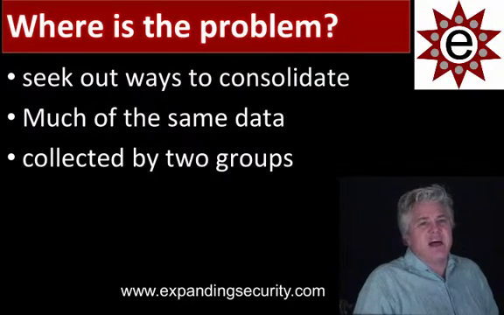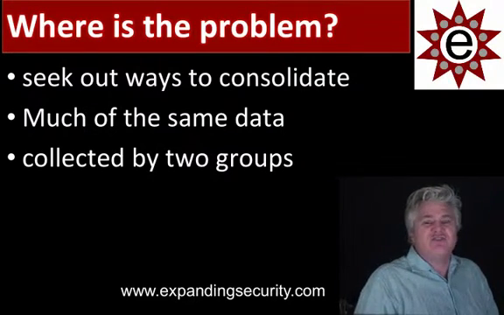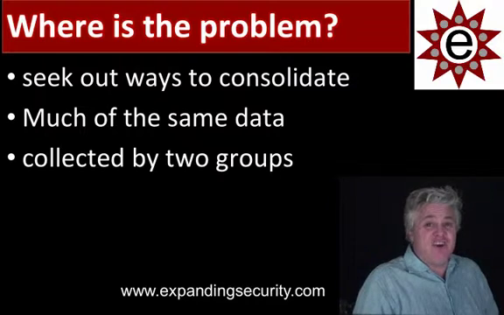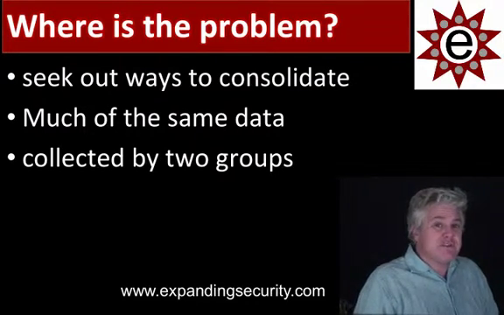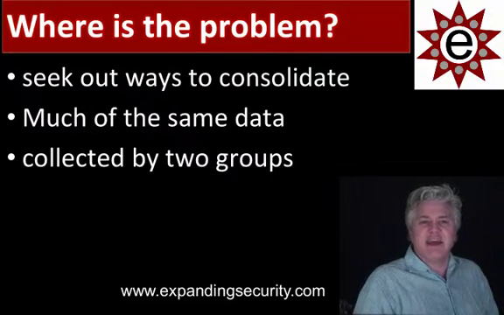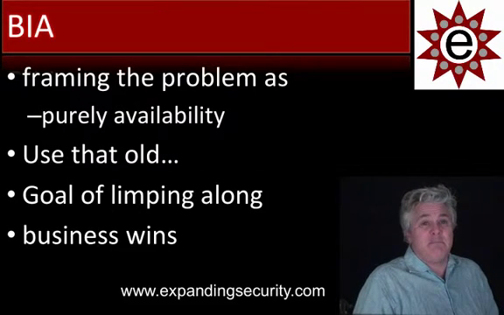Well, the problem is a lot of organizations will seek out ways to do consolidation of process and data. And since much of the same data for the BIA or the RA are the same, and they're collected by two different groups, people say, well, let's just jam these things together. And that causes some problems.